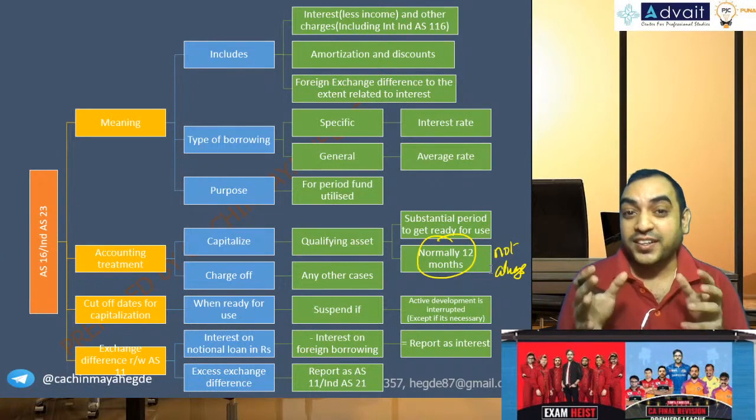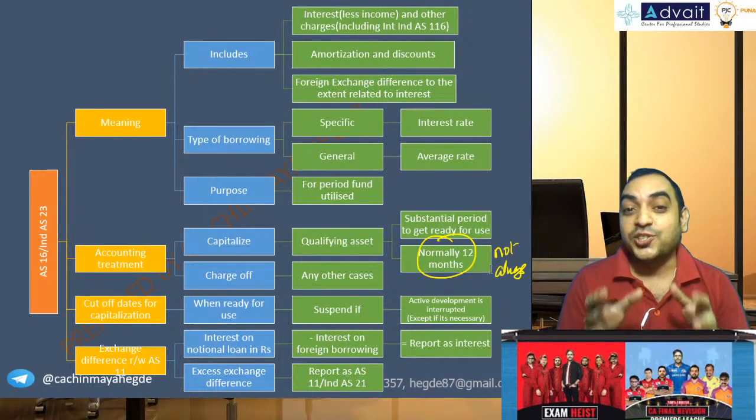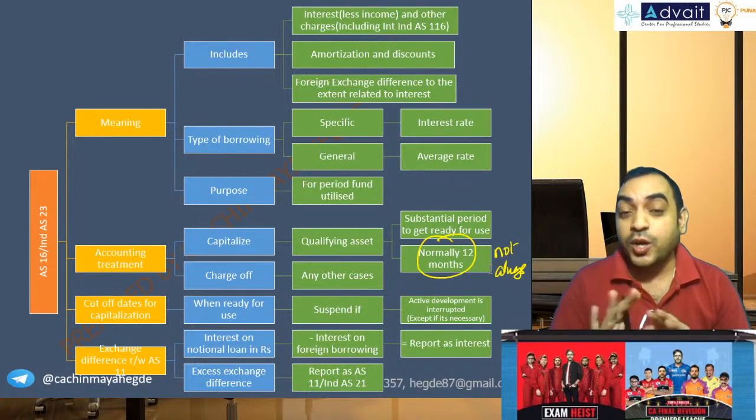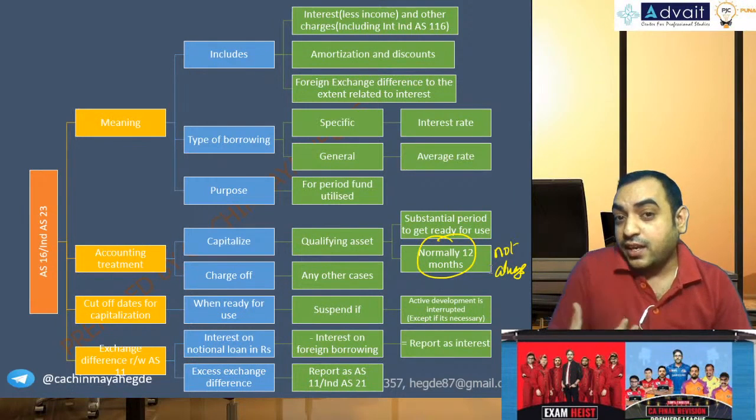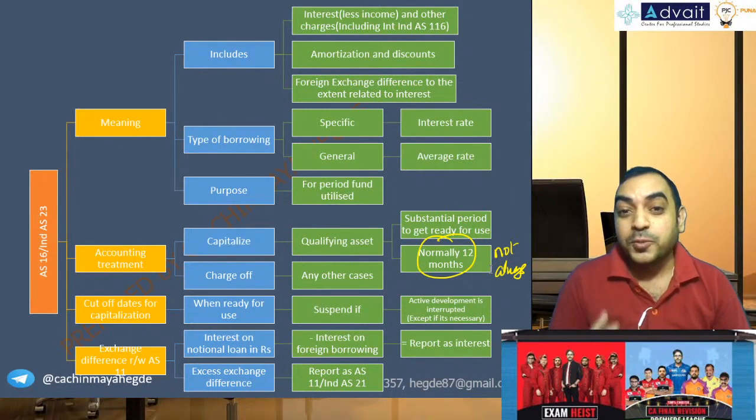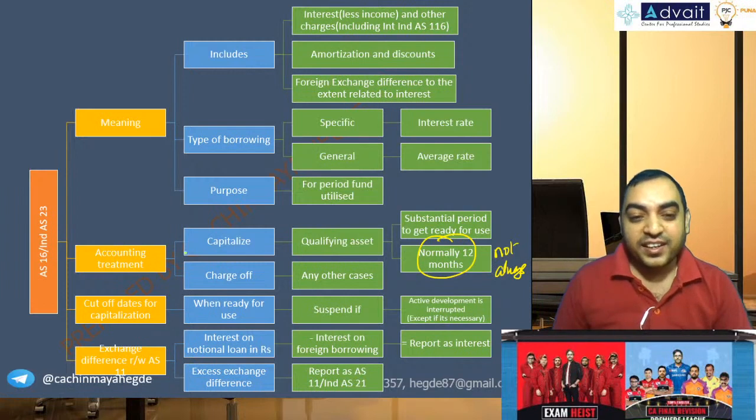I'm sure you understand the meaning of substantial period. A person who does 10th standard, a BCom, will not be saying I'm a qualified BCom. But for a CA, you say I'm a qualified CA. Why? Because you take a substantial period to get ready for use. Now, cutoff date: whenever the asset is ready for use, you are going to stop capitalizing.